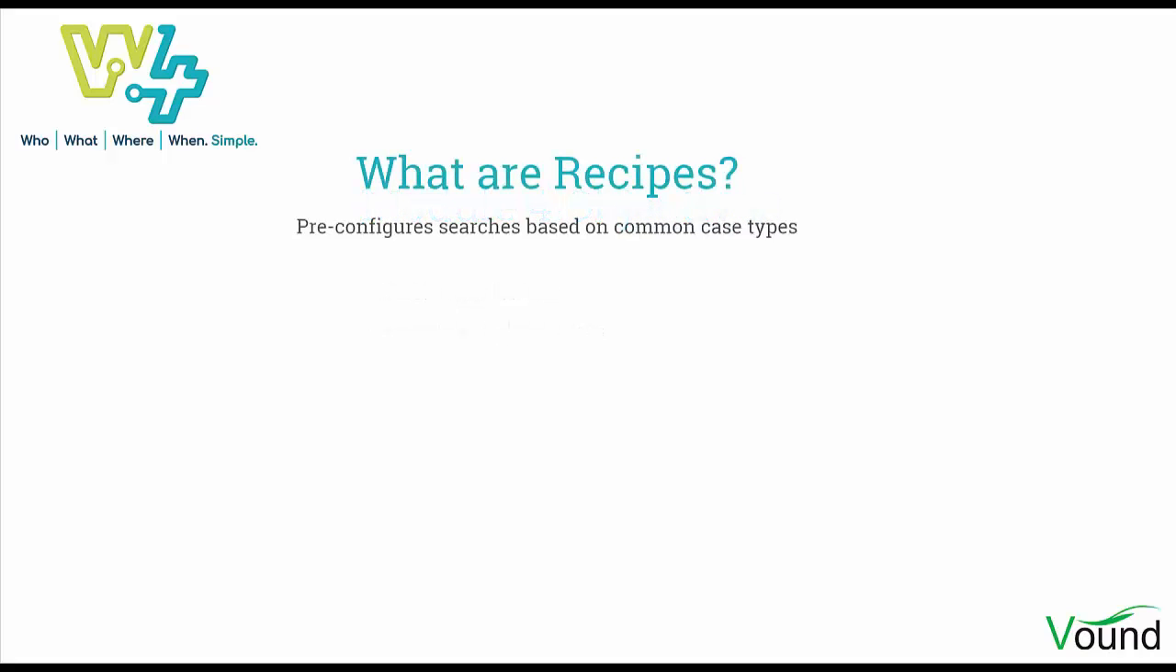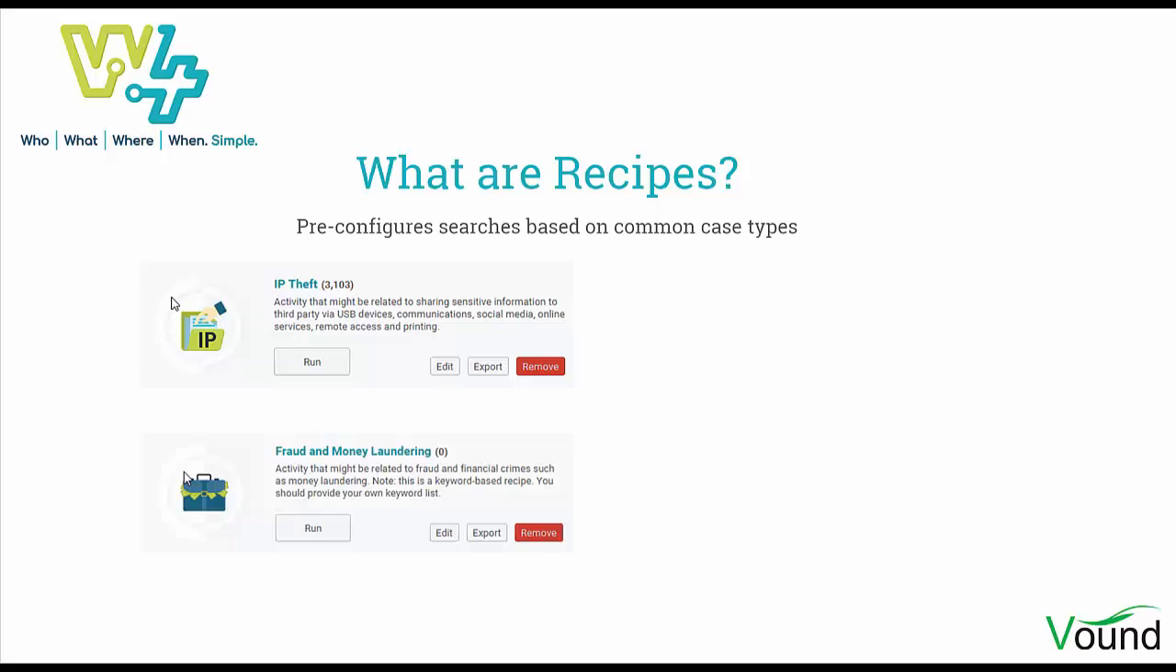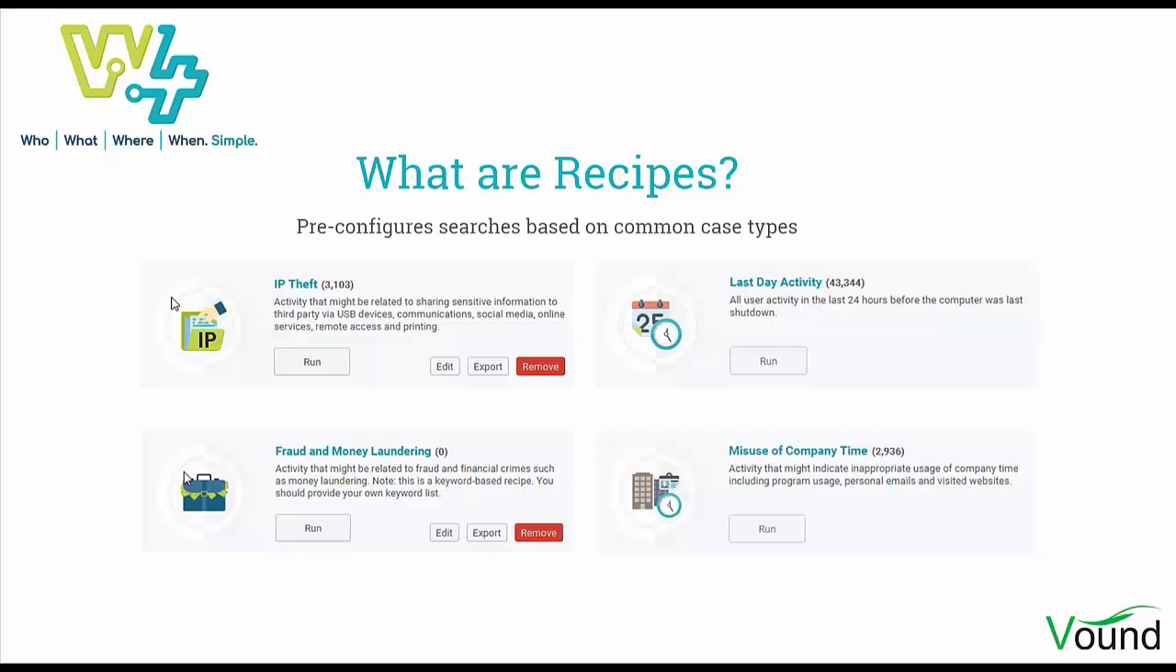W4 recipes are pre-configured searches based on common case types. You can use recipes to run across your case data to show the relevant items relating to specific events. For example, recipes are used to find artifacts related to IP theft cases, fraud and money laundering cases, last day activity cases, misuse of company time cases, and much more.